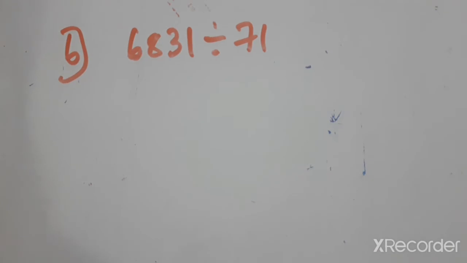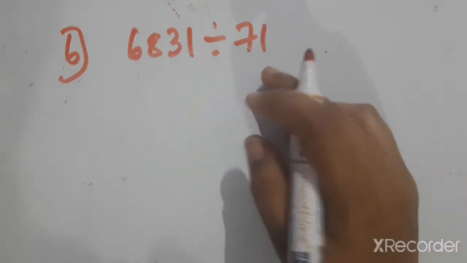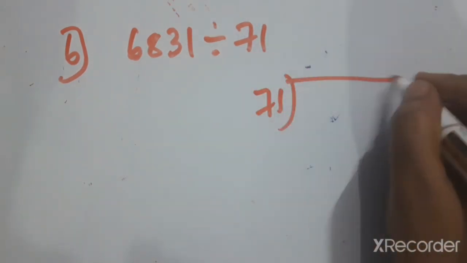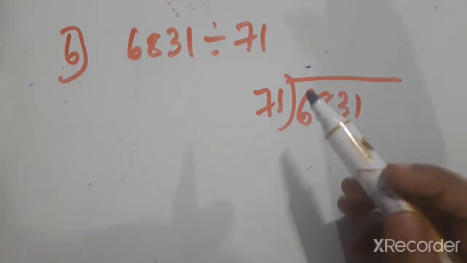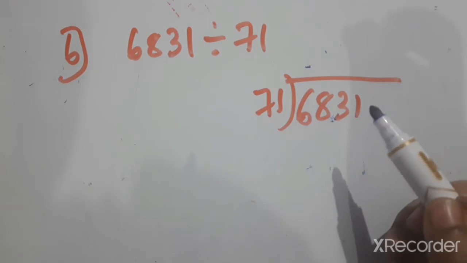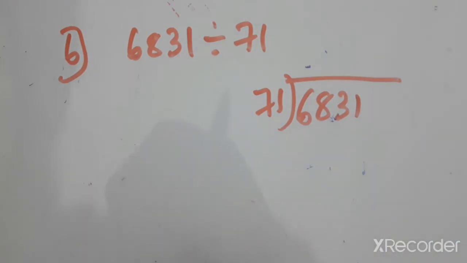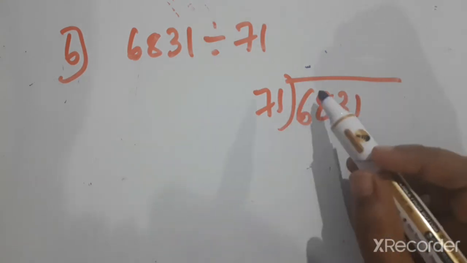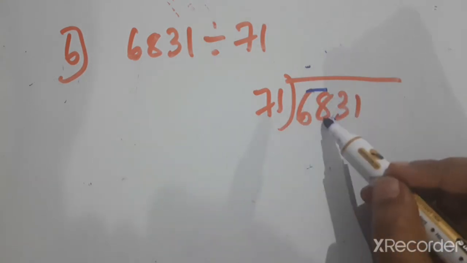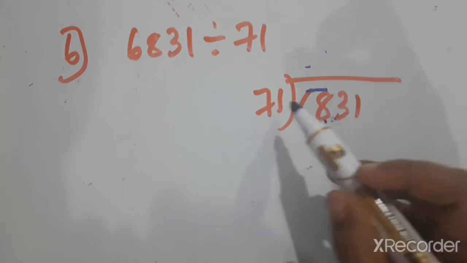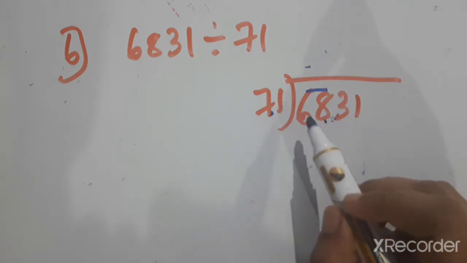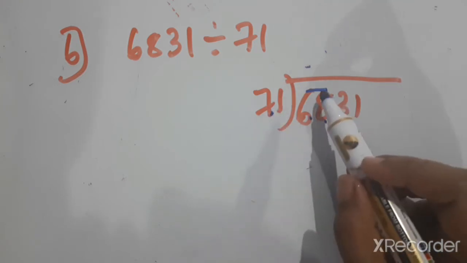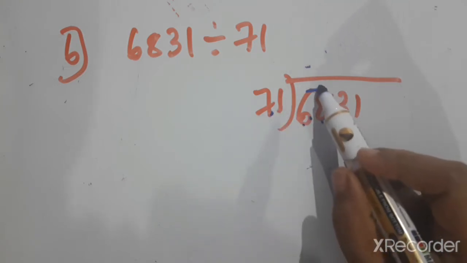Now sixth question, 6831 divided by 71. So 71 is the divisor, 6831. We don't know the 71 ones tables. We have to write and keep at the side, or we can calculate at each step. Now 68, whether we can take 68? No, we can't take 68. The reason is 68 is less than 71. It should be equal to the divisor or greater. So we can't take 68.